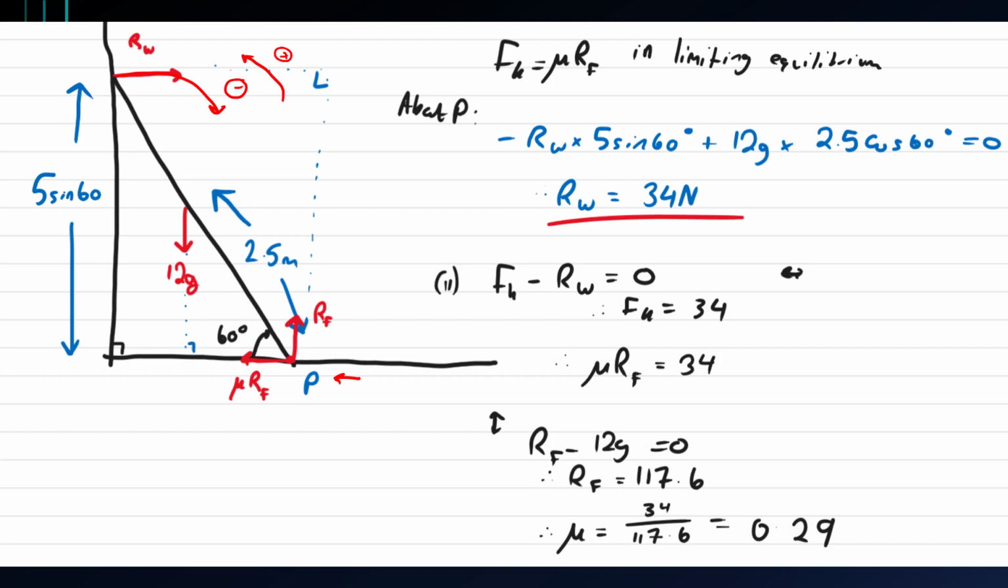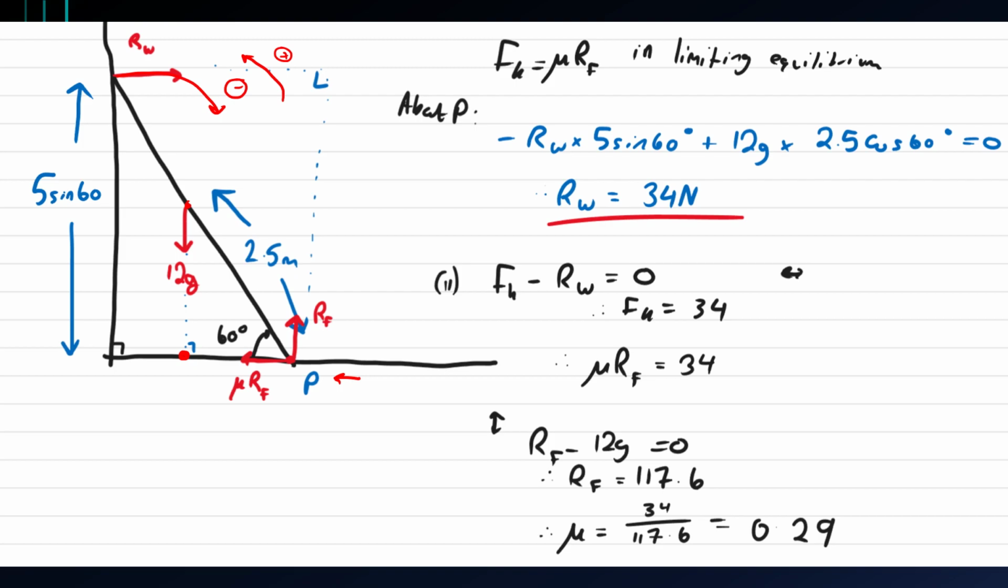And then we have the weight downwards, so that'd be 12g times 2.5 cos 60, because it's the linear distance between this point and P, which meets down here, which is of length 2.5 cos 60, which gives us the reaction at the wall as 34 newtons.